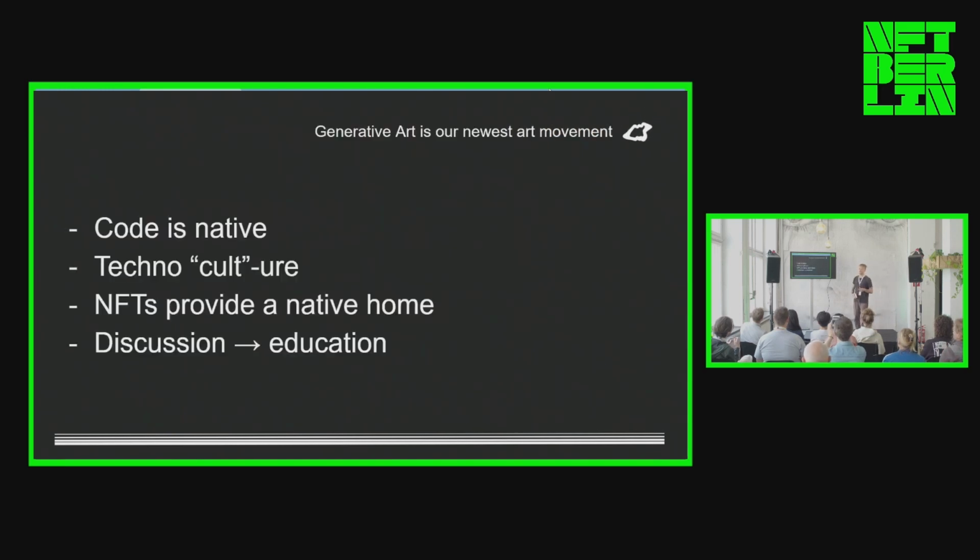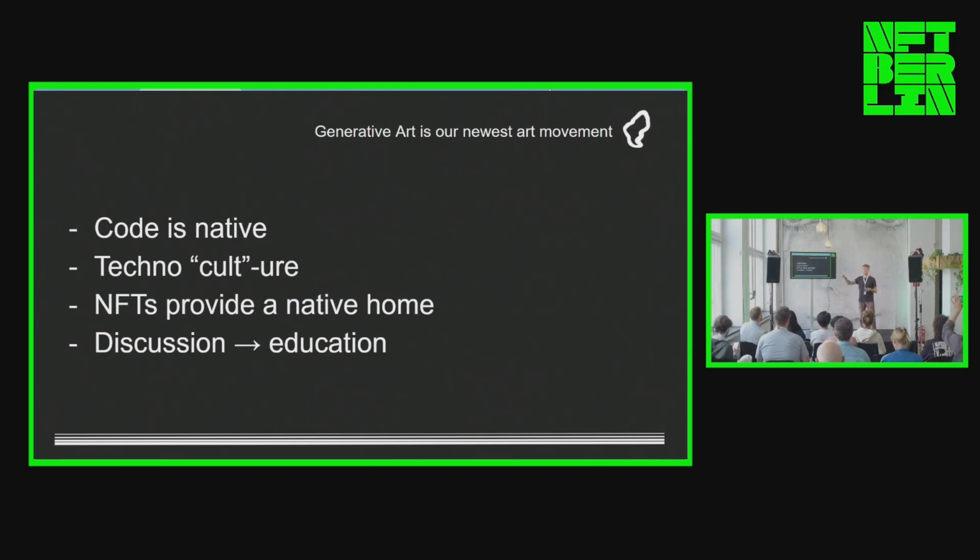All right, so generative art is our newest art movement. 5, 10, 20, 50 years from now, generative art will be formally taught in art history courses. But what exactly about generative art will be in those overpriced university textbooks?